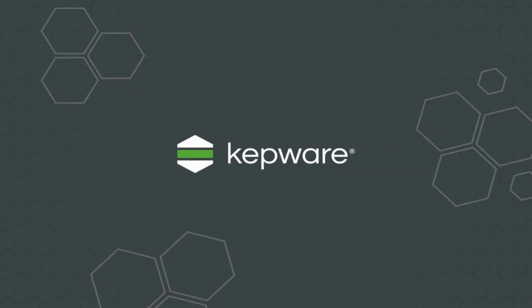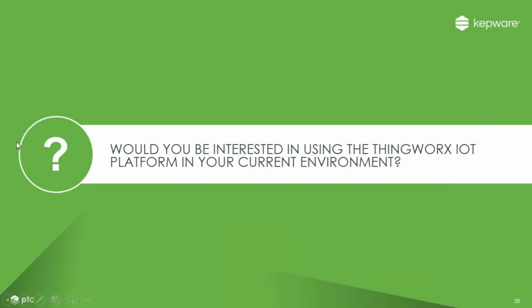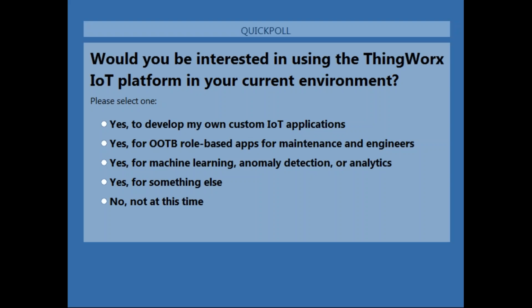We're not going to get out of this section without a poll question. So would you be interested in using this ThingWorks IoT platform in your current environment? Now that we've talked about it a little bit, I've showed you the capabilities, I showed you what's possible. Would you be interested? So a few different options. Yes, if you want to develop your own custom apps.